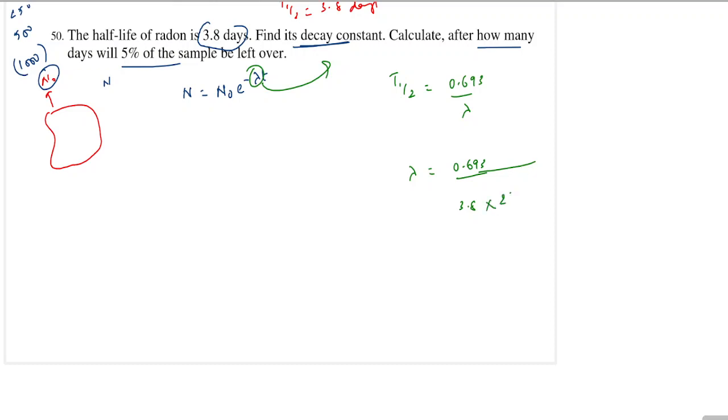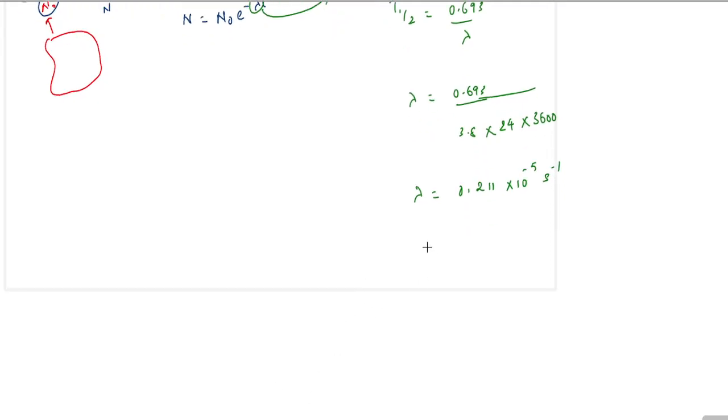1 day has 24 hours and 1 hour has 3600 seconds. So we just write it here. This is equal to, it will be 0.211 into 10 power minus 5 per second, because it is by second, or we write lambda as 2.11 into 10 power minus 6 per second is what is lambda.